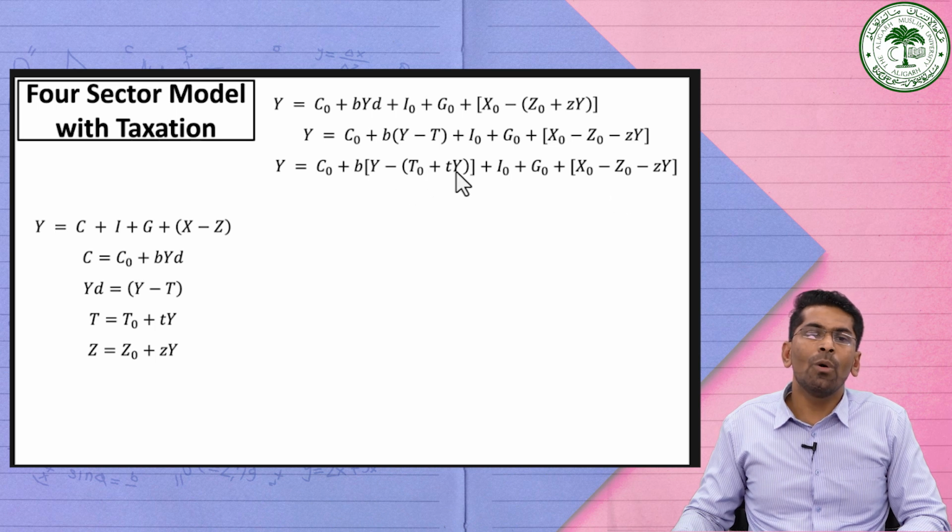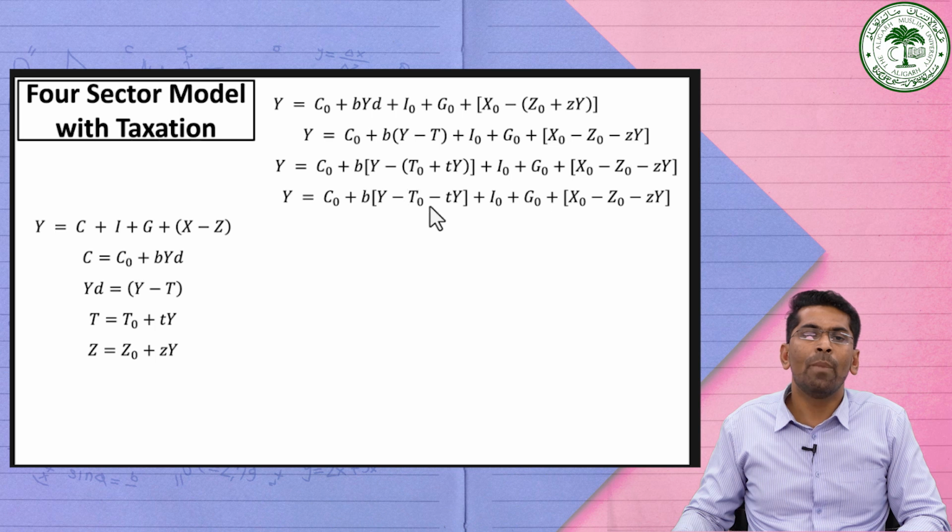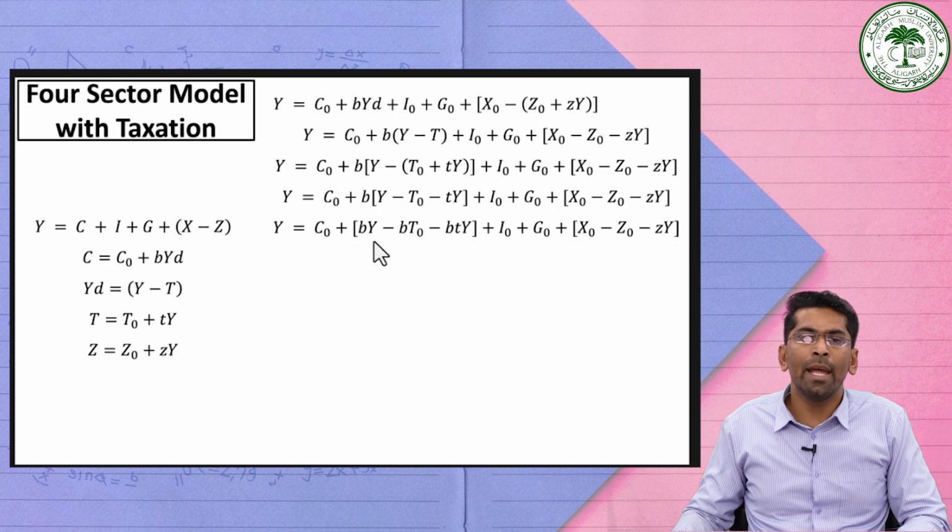So again we are going to open the bracket here, it will become C minus T0 minus TY. Then we are opening this particular bracket by multiplying with the marginal propensity to consume, that is B. Then the equation will become C0 plus B into Y minus B into T0 minus B into TY, then I0 plus G0 plus X0 minus Z0 minus ZY.